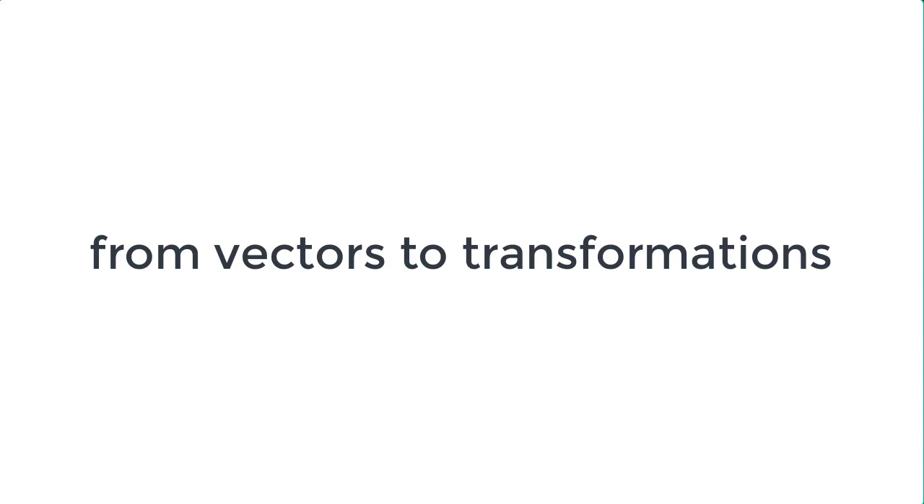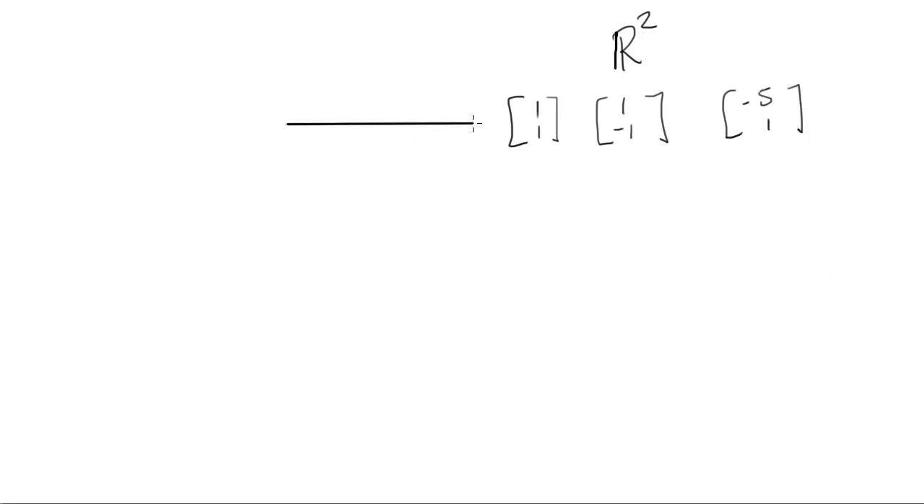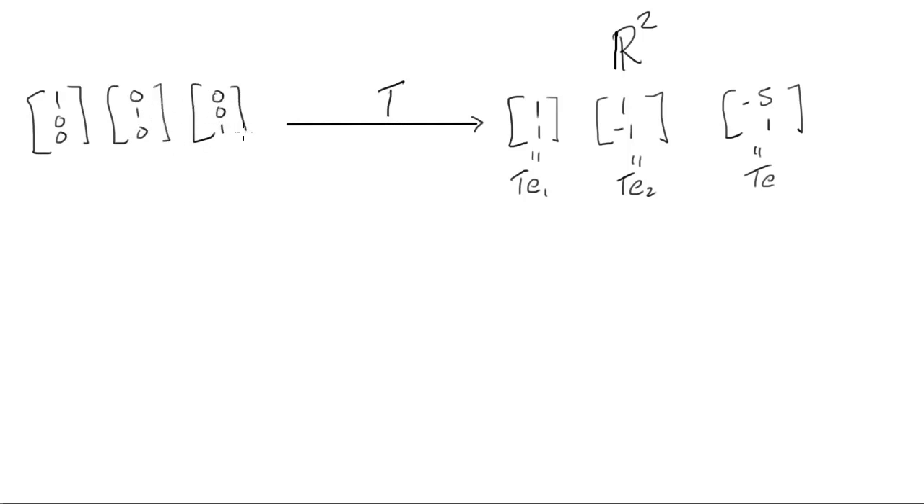Building on the example we just did, let's change from vectors to transformations. So we had these three vectors in R2. They were linearly dependent, but I can think of them as transformed basis elements. So I'll just write TE1, TE2, TE3, the three columns of my matrix. So E1, E2, and E3 go to those three vectors.